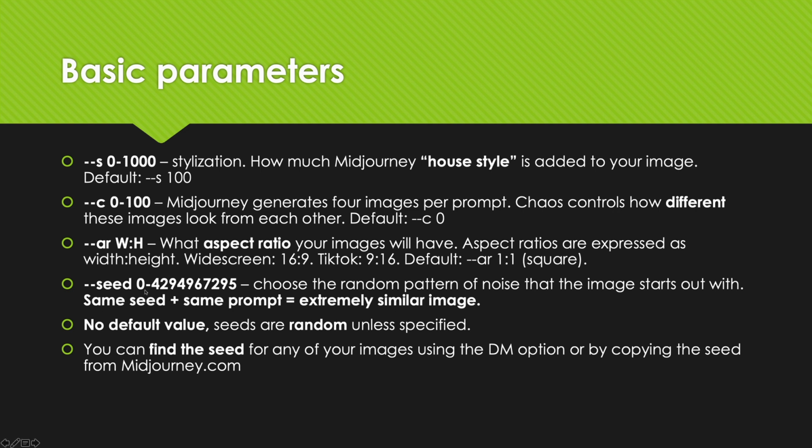All right, and then seed is --seed, and then that's any value from 0 to, I think this is 4,294,967,295. That's the maximum seed you can have. And this chooses the random pattern of noise that the image starts out with. If you have the same seed and the same prompt, you'll get an extremely similar image. Sometimes it's exactly the same, sometimes it's virtually identical, but there's maybe a little bit here and there that's different, but that's generally the way to go.